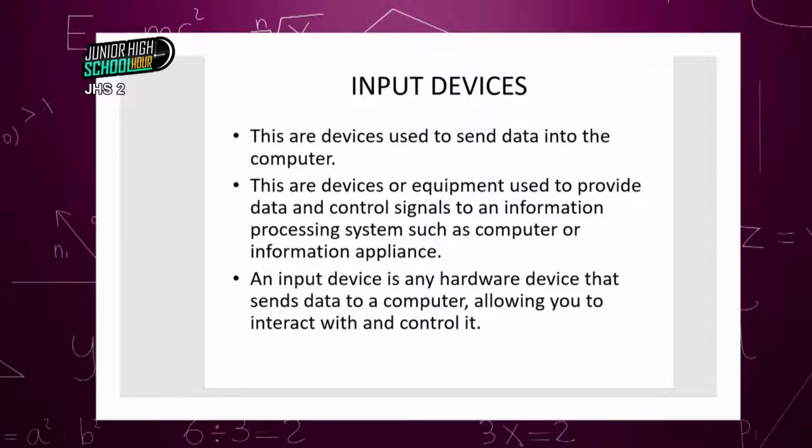The third definition says an input device is any hardware device that sends data to a computer, allowing you to interact with it and control it. So it's simply saying that when data is inputted into the computer, the input device is sending what we call a human language, or a human recognizable language, into the computer, where the processing will turn it into what we call machine language. So basically, input devices are devices that send data. Their main and primary purpose is to send data for processing.